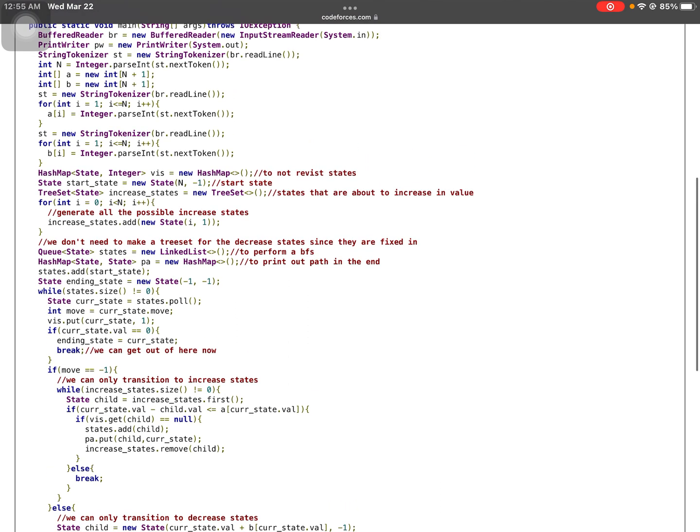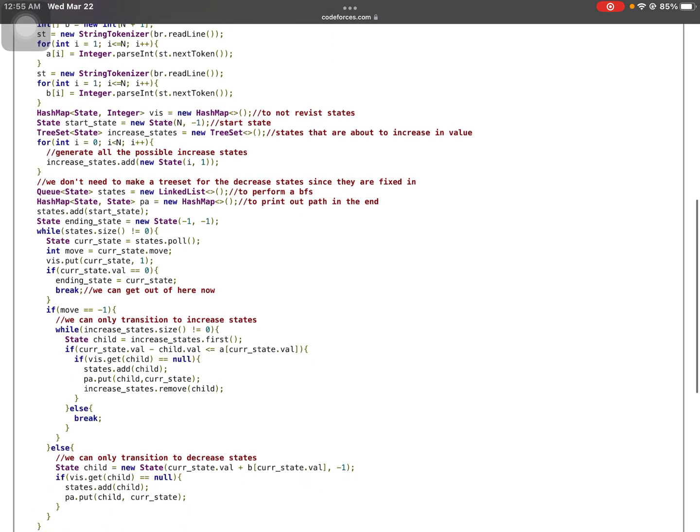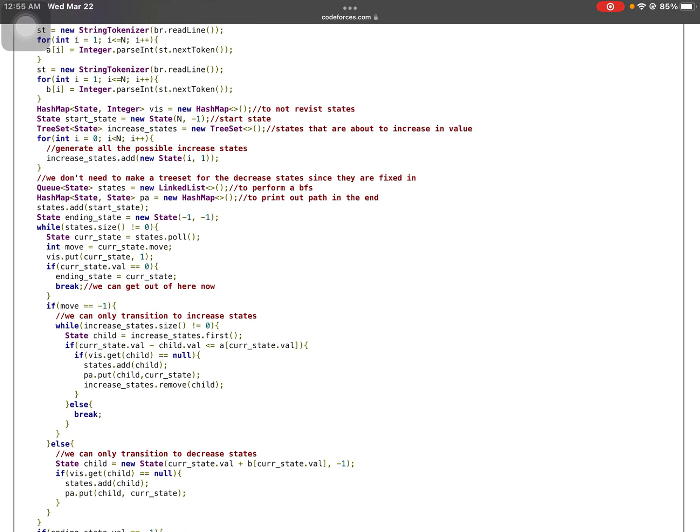Now the first thing I'm going to do is have a tree set. You don't need a tree set, but whatever you have, it doesn't really matter at this point. You add all the possible increased states. Then you have a queue, which holds the current states, and then you have a parent map. This is to print out the path, don't worry about it.